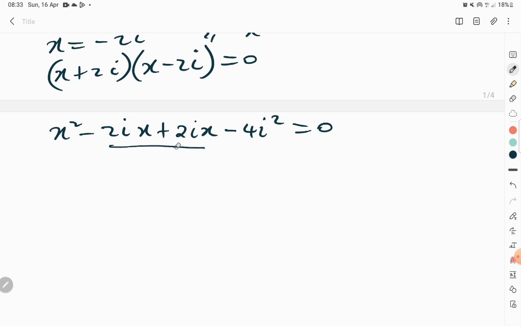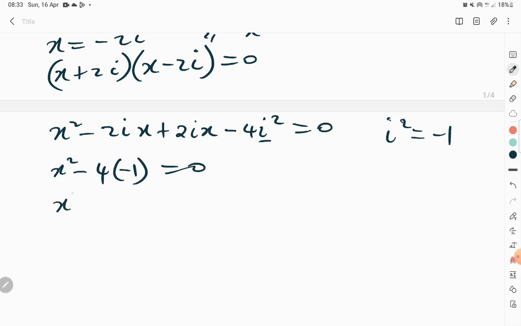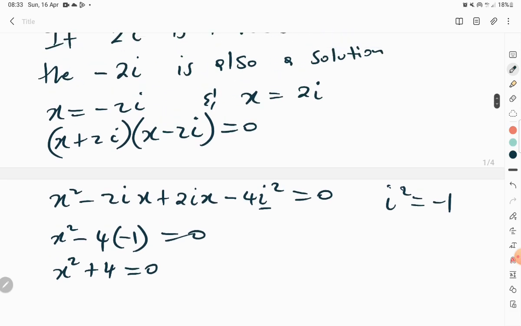So you have this now, and let's do the simplification. You can see these ones, they cancel each other. Then you'll be having x squared, then you have minus 4, then i squared is equal to negative 1. So you'll be having negative 1 then is equal to 0. So you'll find that you have x squared plus 4 is equal to 0. So indeed, these solutions are the solution of this quadratic equation, and you can see that these are the sum of two squares.